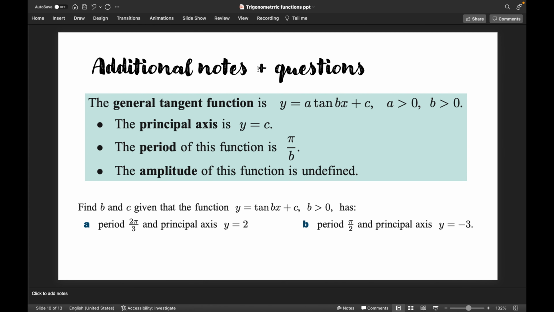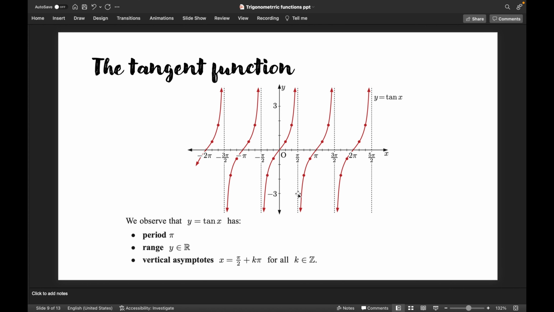And now let's look at some additional notes plus questions. So the general tangent function is y equals a tan bx plus c. And a must be greater than 0 and b also should be greater than 0. And the principal axis is y equals c. And then the period of this function is pi by b. Before it used to be 2 pi by b for sine and cosine, but for tangent, it's going to be pi by b. And the amplitude of this function is undefined.